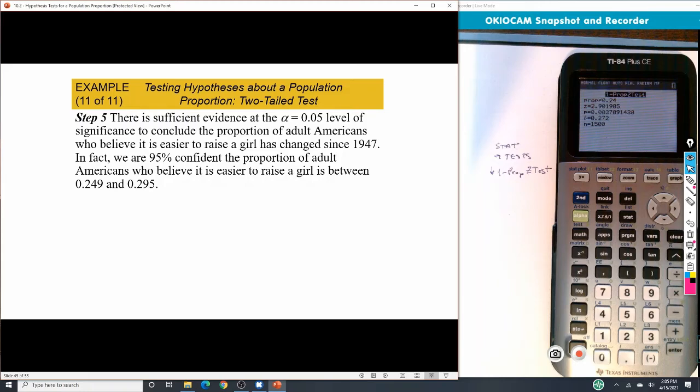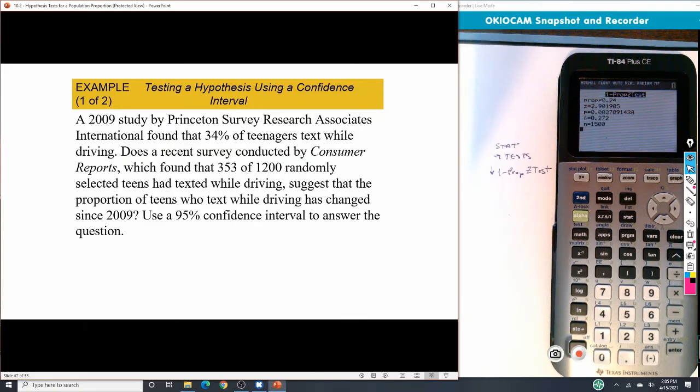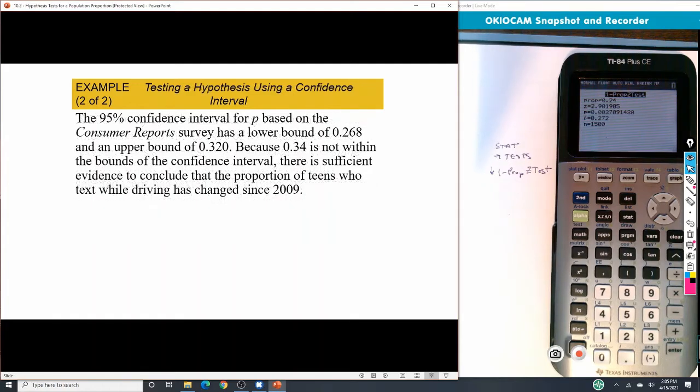All right, so here, using confidence interval, 34% of teenagers text while driving. Then we had a survey. We found 353 out of 1,200 with this. So they suggest that the proportion of teens who text while driving has changed on those, using a 95% confidence interval to answer the question. Okay?